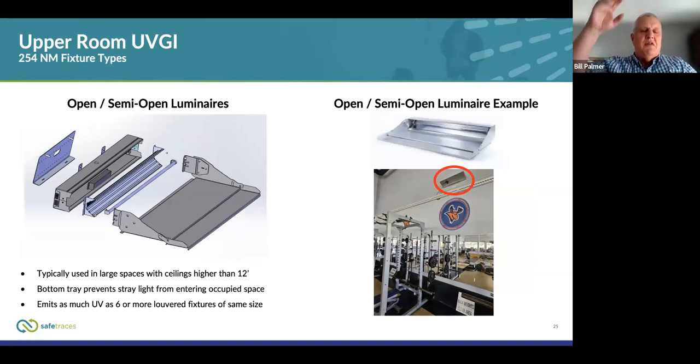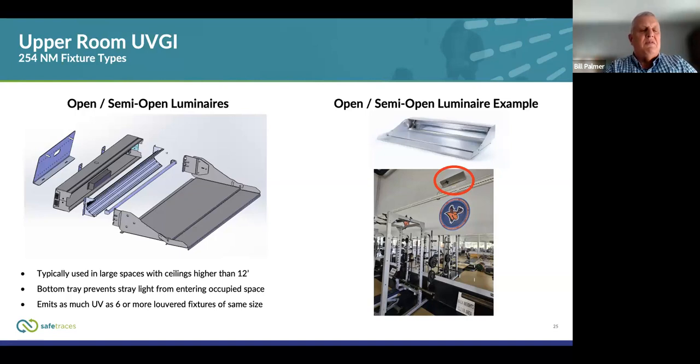UV coming off of the ceiling and down into the occupied space, we can remove the louvers from the front of the fixture. And rather than blocking all of that, we can get all of that out into the upper portion of the room and allow it to go higher up. This particular device shows an extended tray at the bottom of the device so that we're still protecting the occupants in the lower portion of the room, but we're getting the full output of the fixture.